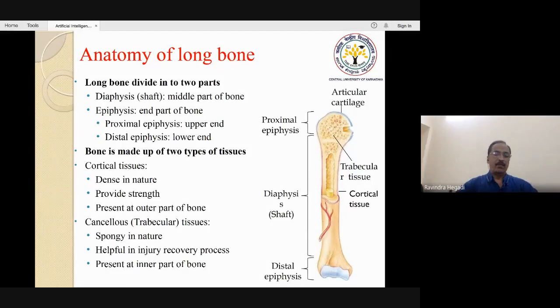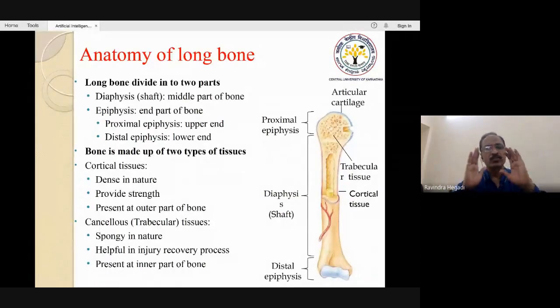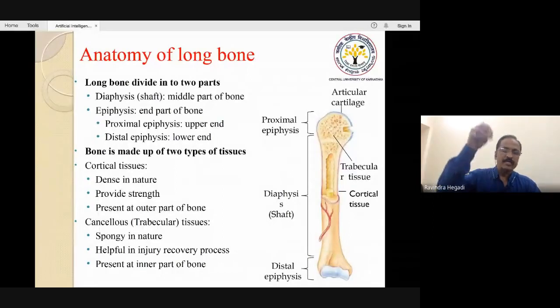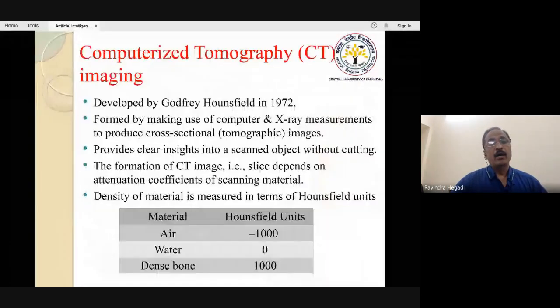This will help. It is present inside the bone tube. Inside the bone it is hollow, it is not solid. Inside that hollow tube, the cancellous will be present. Then we have seen the entire structure of the bone.